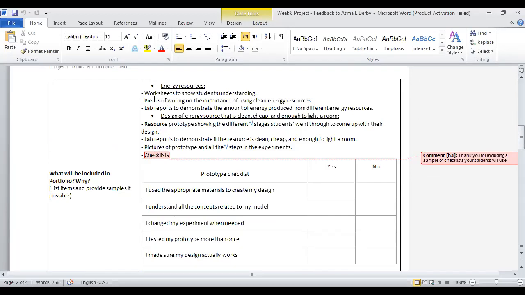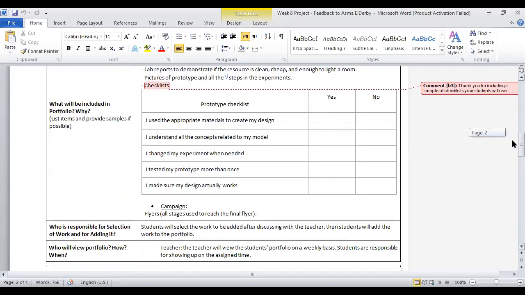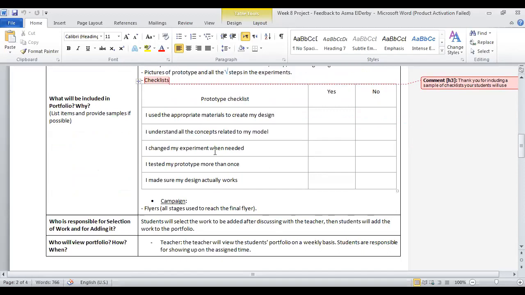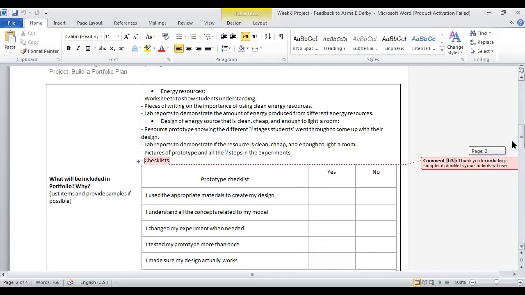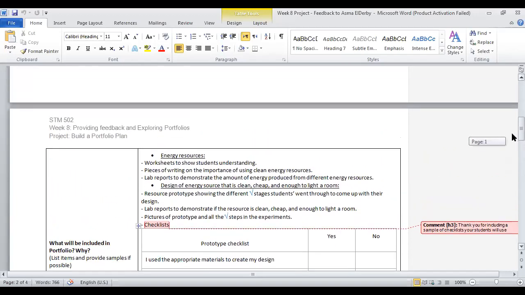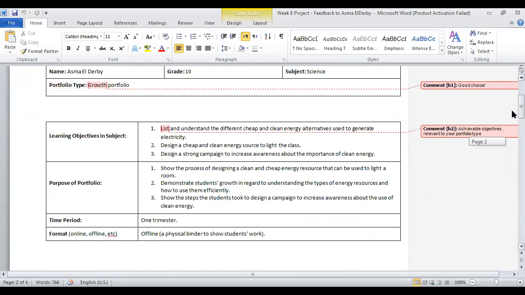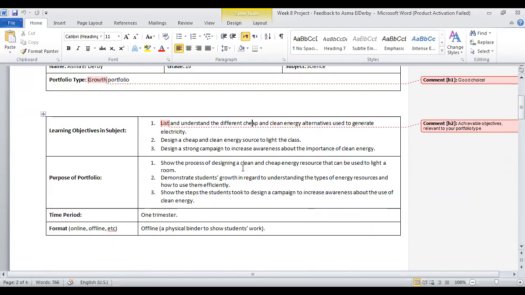She also wants the students to include some worksheets, pieces of writing, for example. I want the students to include some self-assessment tools, such as here she created a prototype checklist. So this is what the student is also going to include. She provided a sample. You don't have to provide a sample, but I'm just sharing with you what I already have. An important part in the portfolio plan is to consider what items you are going to put in the portfolio. So you're going to talk about the objectives and the purpose of the portfolio: why, what is it for? For that teacher, for example, one of the purposes is to demonstrate the students' growth in terms of understanding types of energy sources and how to use them effectively.